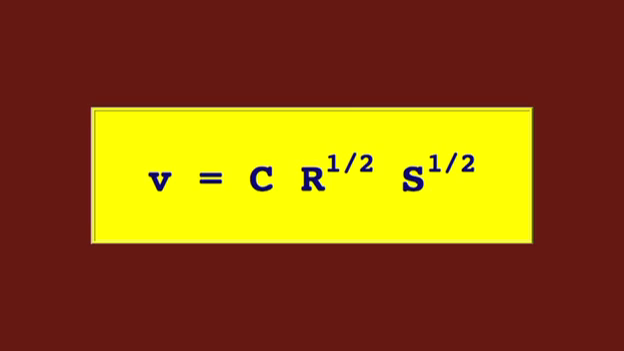The Chezy formula is in which V is the mean velocity, C is the friction factor referred to as the Chezy C, R is the hydraulic radius, and S is the energy slope.